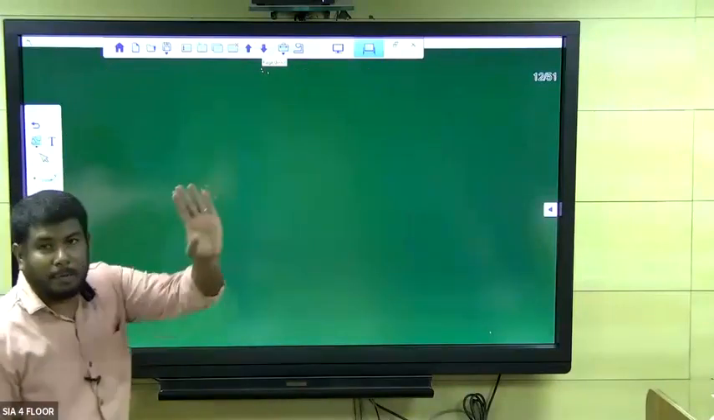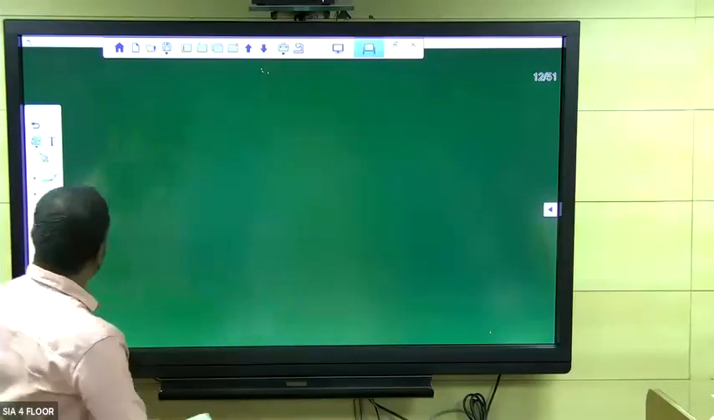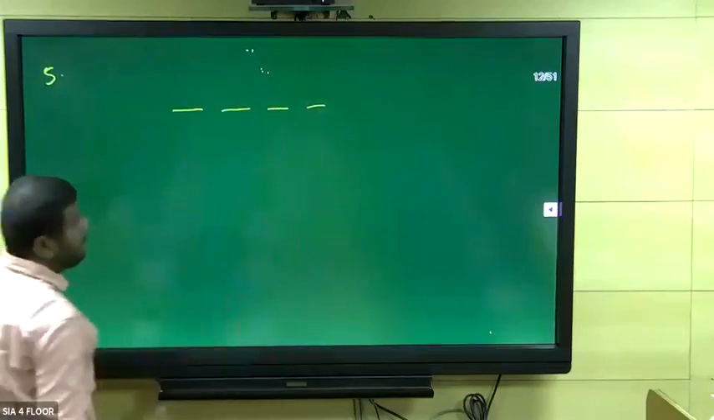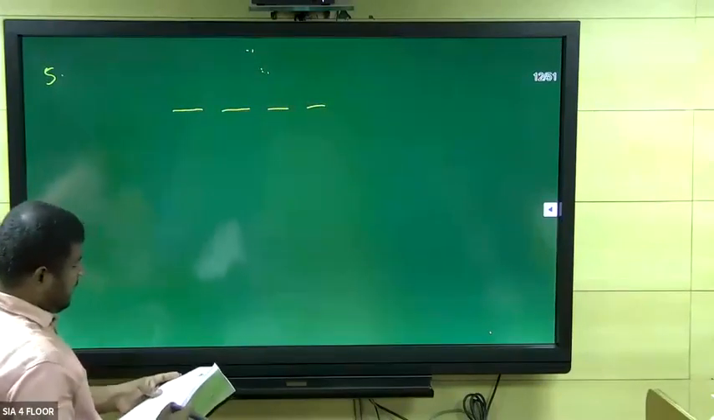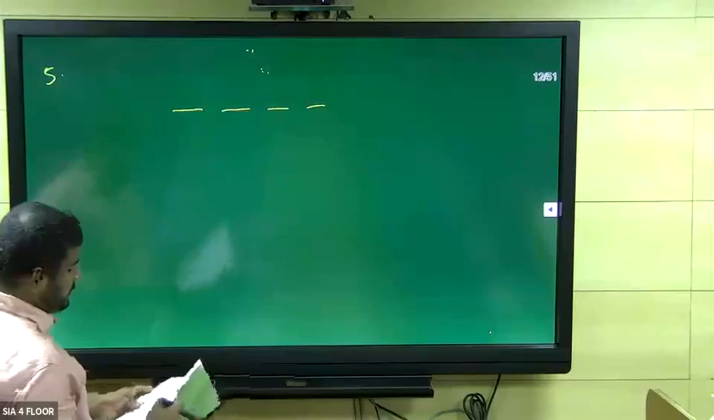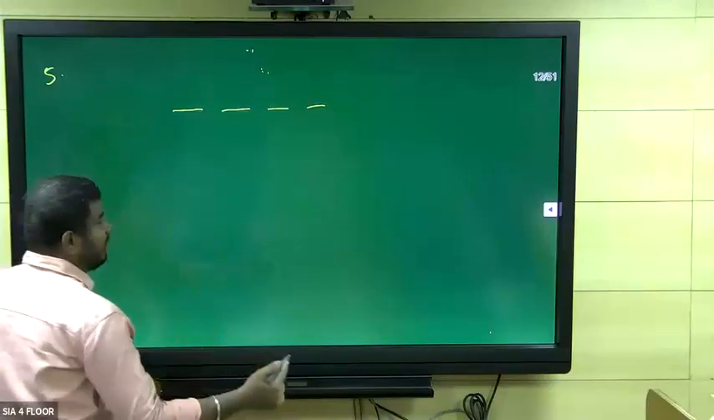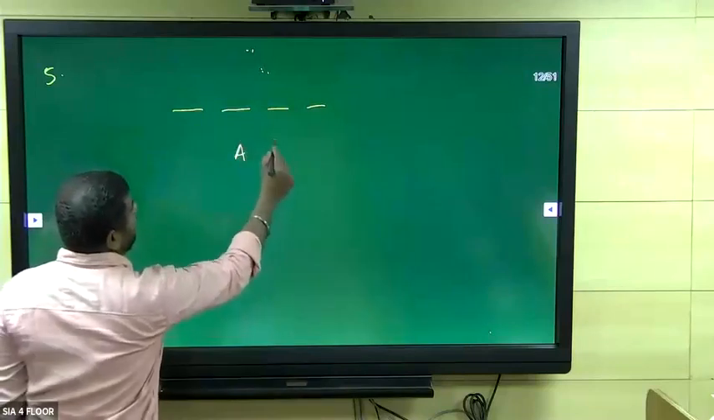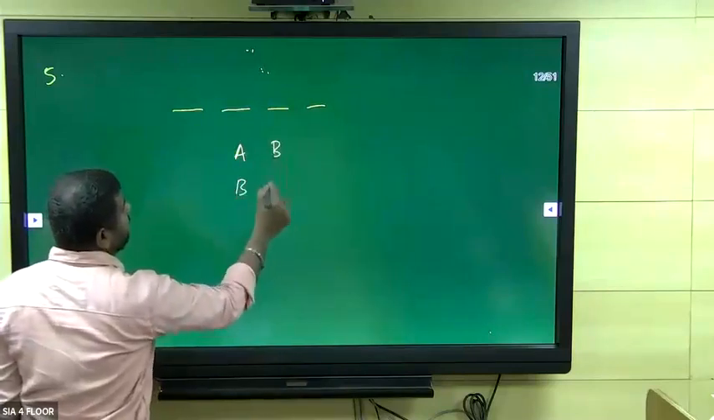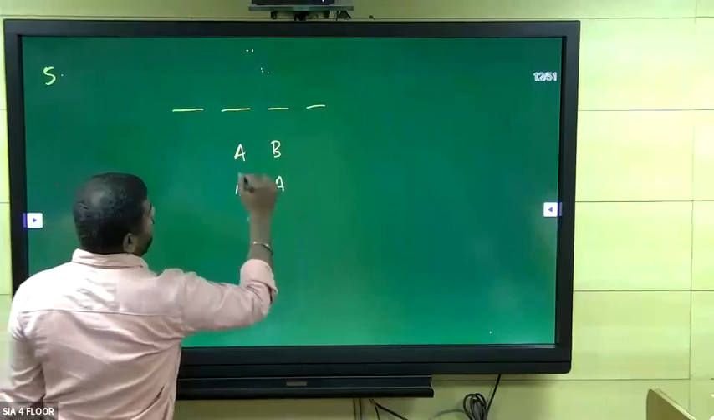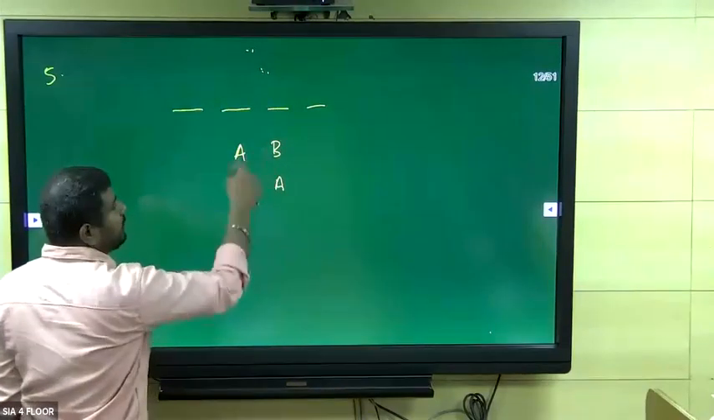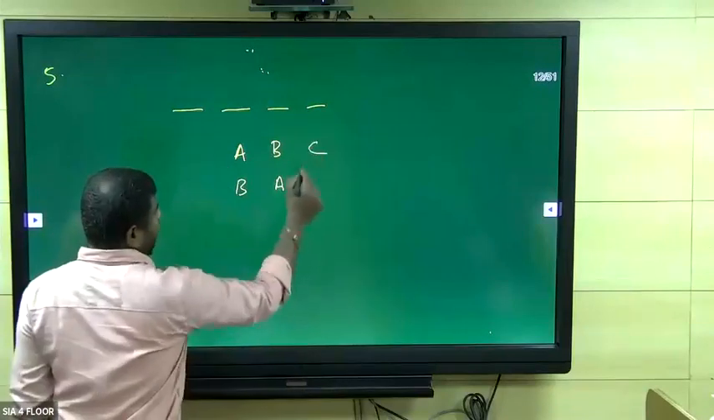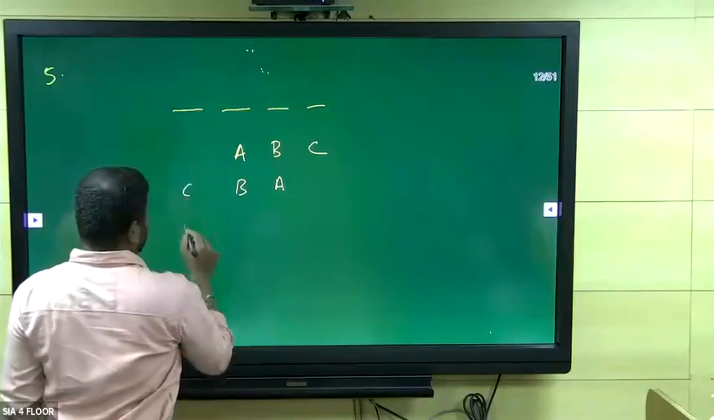Because only 4, right? That is also 4 children, right? So listen here, 4 children. A is occupying the seat next to B, but not next to C. If it is so, A is occupying the seat next to B, so I can take AB like this. C is not the neighbor of A, so we should write like this.